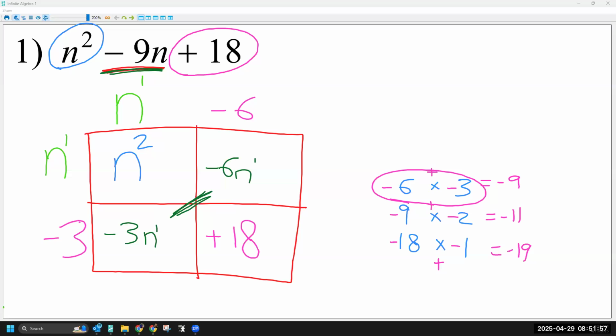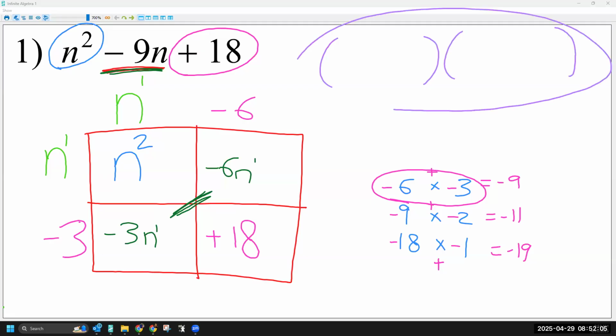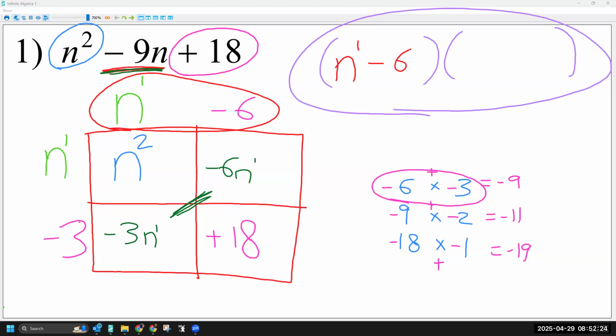So here's how I'm going to write my answer. My answer is always going to be like that. It's always going to be two pairs of parentheses. Inside the first pair of parentheses, I'm going to put what's on top, which is n to the first power -6. And then inside the second parentheses, I put what's on the side, which is n to the first power -3.